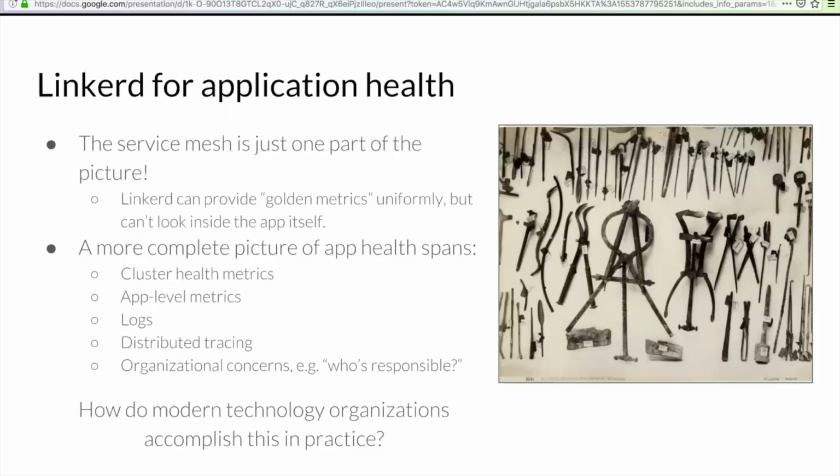And then there's a whole set of organizational concerns, which is, okay, when something starts going wrong, who's responsible? And how do you alert? And how do you know? And what's the chain of notification that happens so that the issue gets addressed as rapidly as possible? Those are all part of the broader story of application health. And so, the big question for me that I'm hoping we can get at in this webinar is, okay, we've got four excellent technology organizations here that are doing very interesting things with Kubernetes. How do those organizations actually accomplish this sort of thing in practice? And with that, I will turn it over to Michelle.